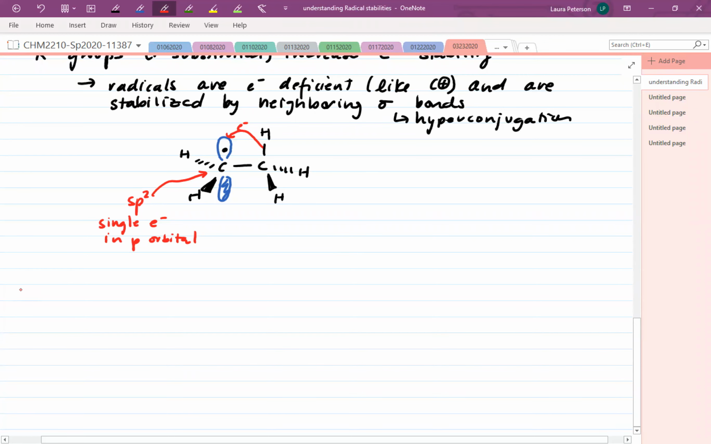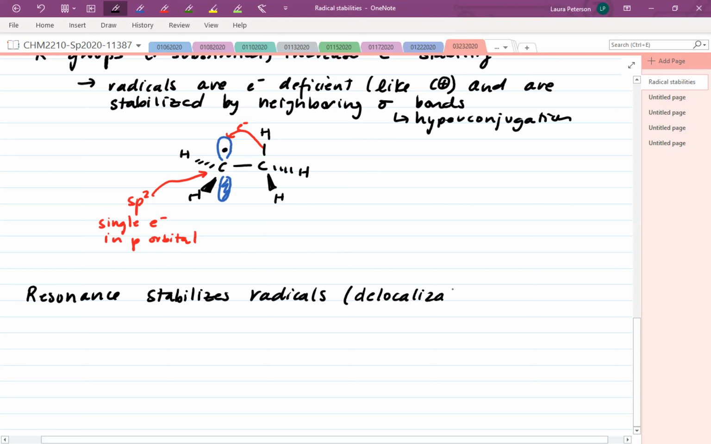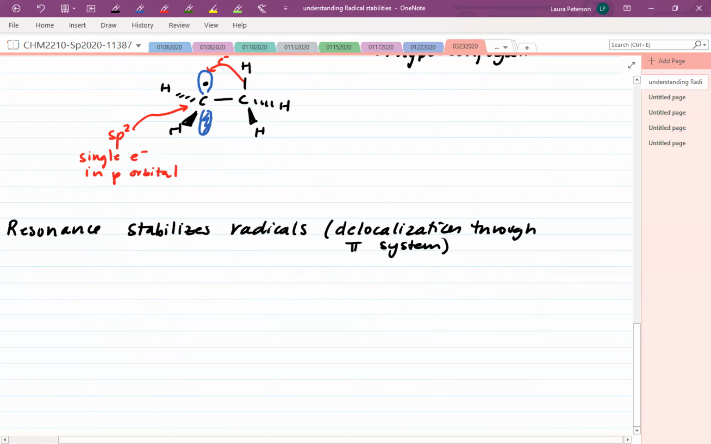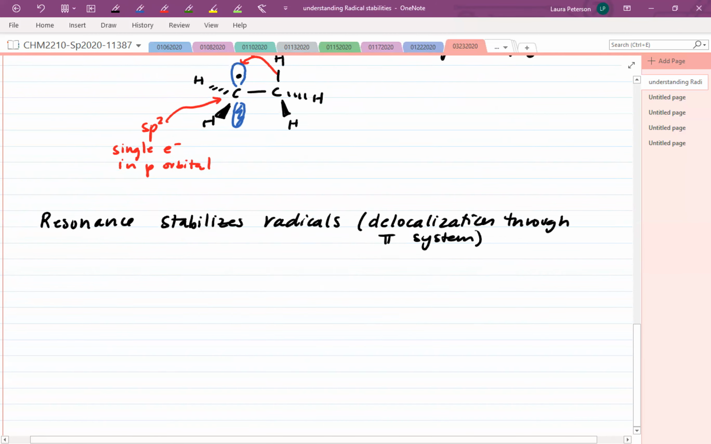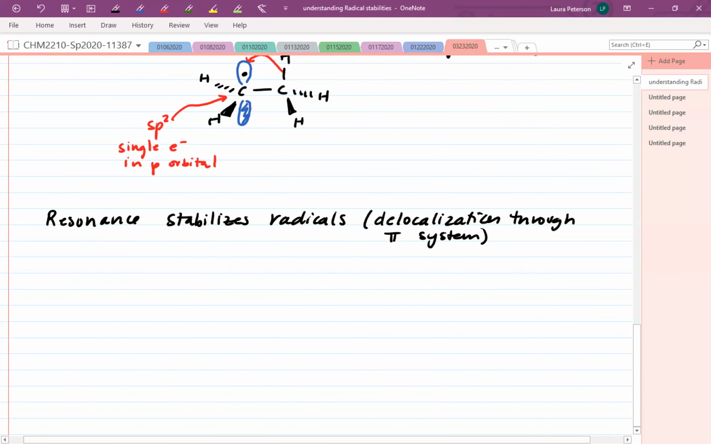Okay, so let's do our next point. So our next point is resonance stabilizes radicals. And then we'll just make a note, what are we looking for here? So we're looking for delocalization of electron density through the pi system. All right, so for this we'll look at allylic and benzylic radicals. Those are the same positions that we talked about for carbocations and their stability through resonance.